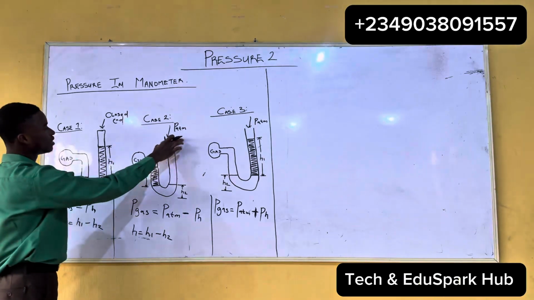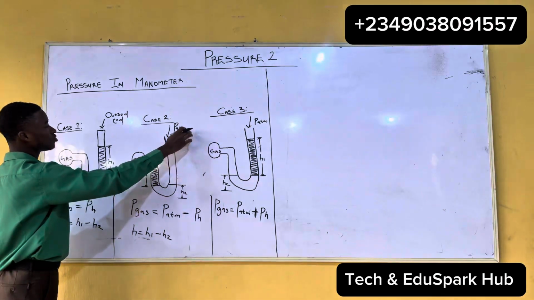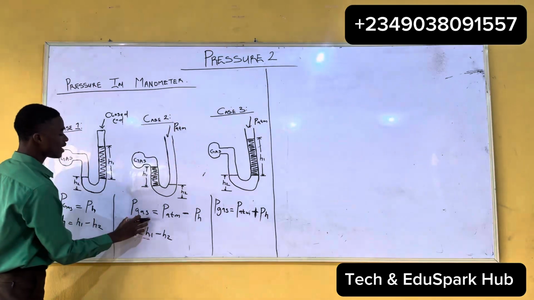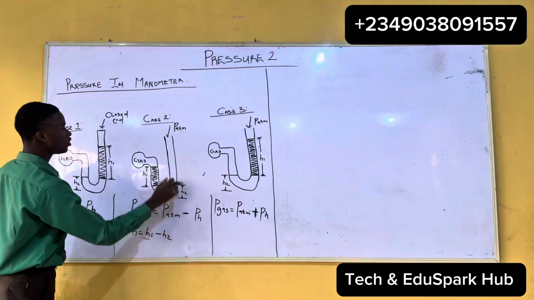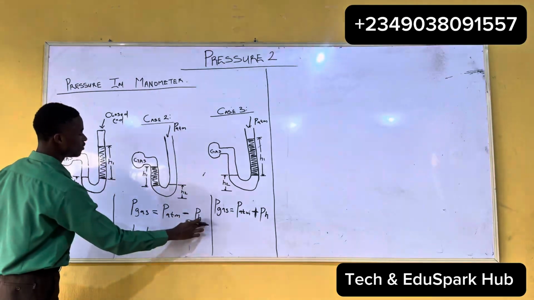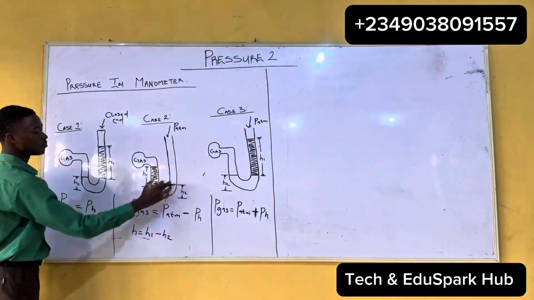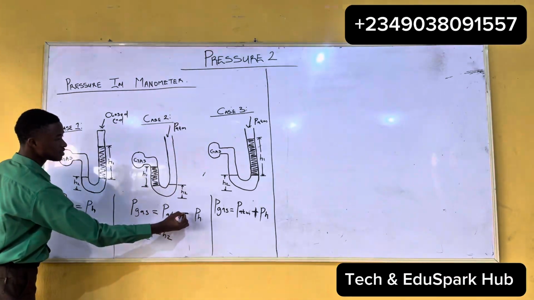And for this second case, you can see there is an open end, so the atmospheric pressure is flowing into the manometer. So the pressure of the gas, which is the P gas, will be equal to the pressure of the ATM minus the pressure of the height, because the height of the gas column is longer than the height of the liquid column, and that is why we are using minus in this case.